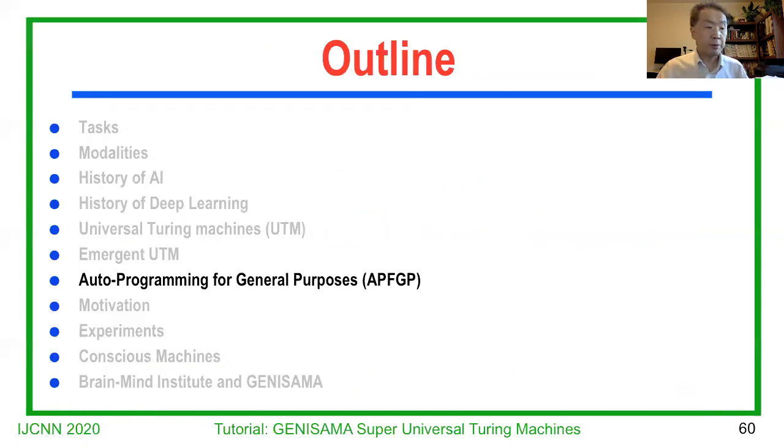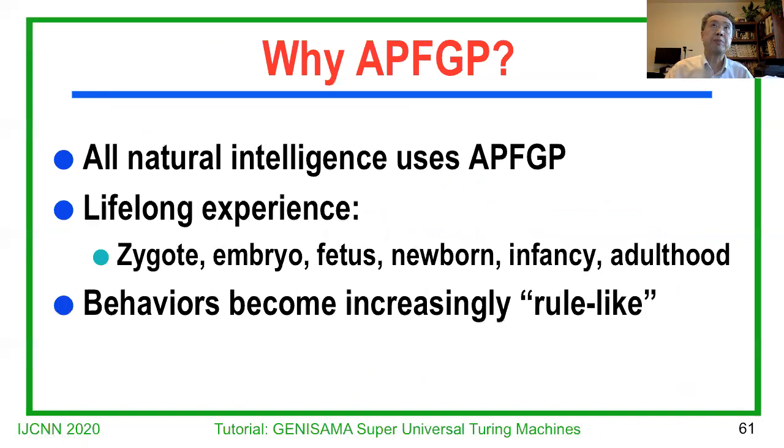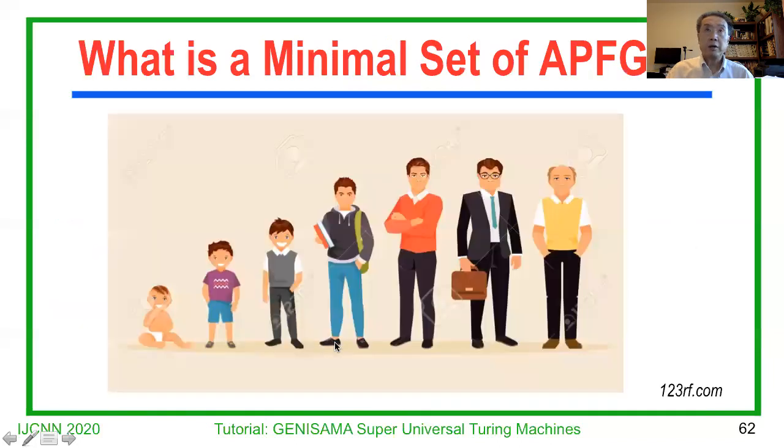Now move on to automatic programming for general purpose, APFGP, all right? So why do we use APFGP? Because all natural intelligence uses APFGP. For animals, start from zygote, embryos, fetus, newborn, infancy, and adulthood, lifelong experience. And the behavior of the baby becomes more and more law-like. So we would like to ask, what is the minimal set of APFGP the brain is doing for lifelong learning?